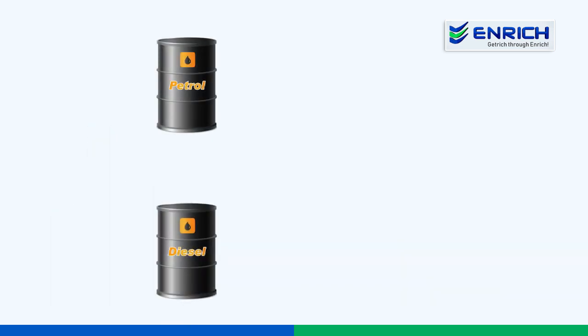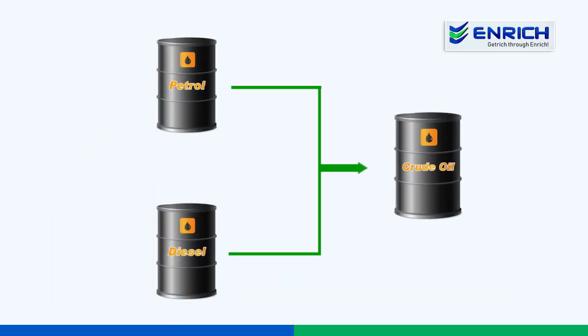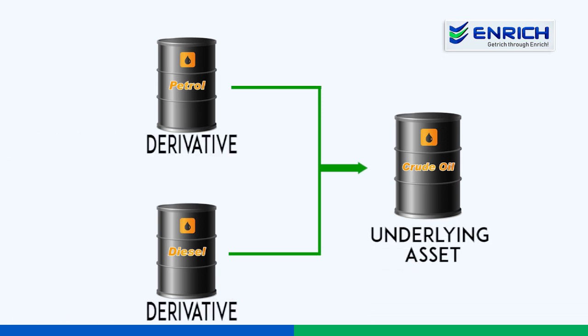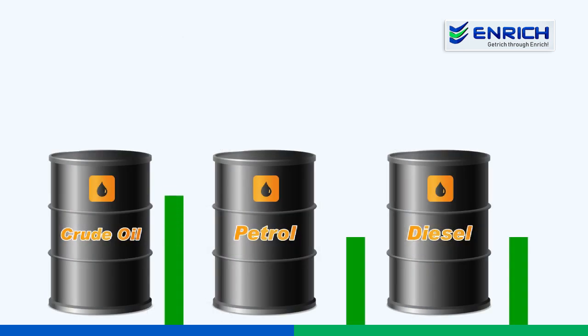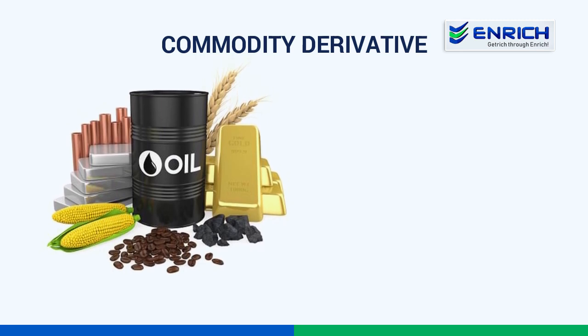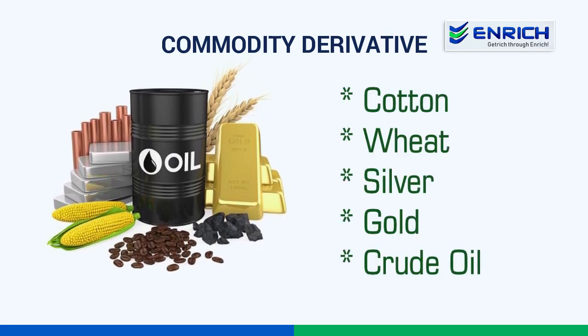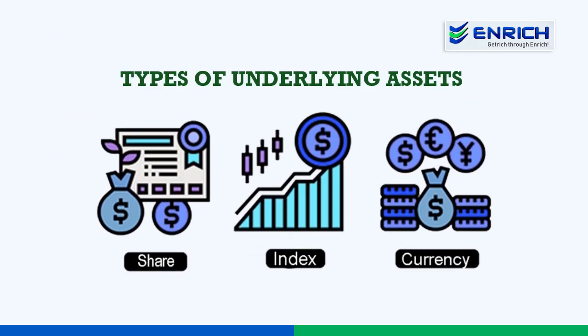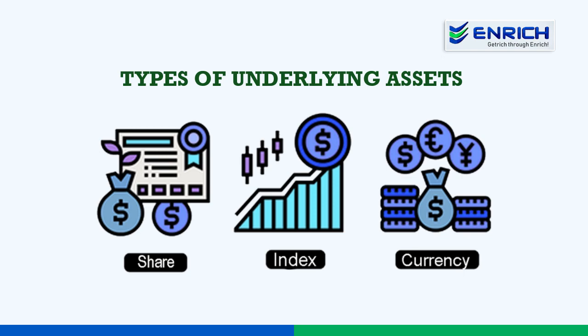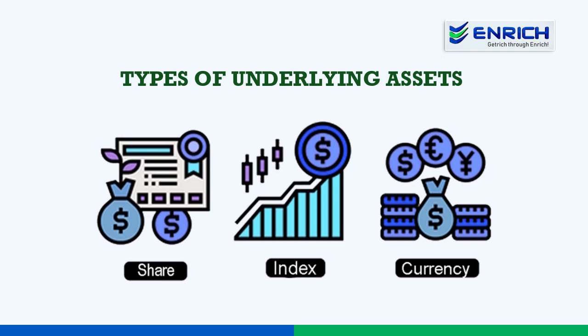Likewise, we can see petrol and diesel are derived from crude oil. So you can see that crude oil is the underlying asset here, and petrol and diesel are its derivatives. So the price of crude oil affects petrol and diesel price. Now, if the underlying asset is a commodity like cotton, wheat, silver, gold, crude oil, we call it a commodity derivative. And when the underlying asset is a debt instrument, share, index, or currency, we call it a financial derivative.